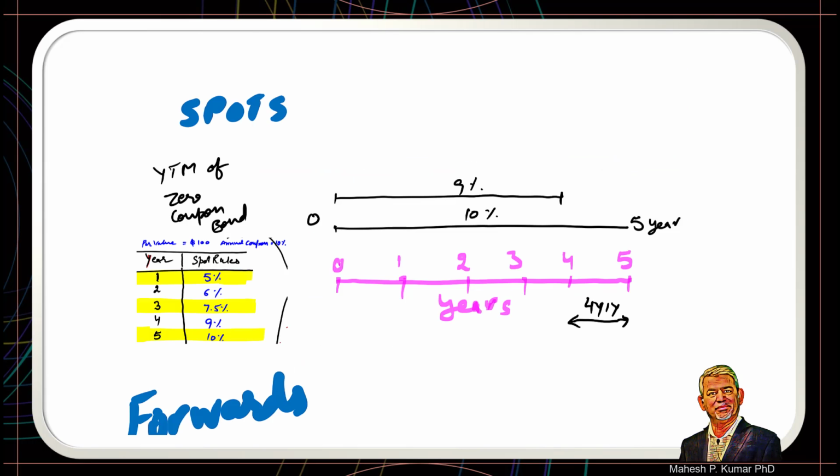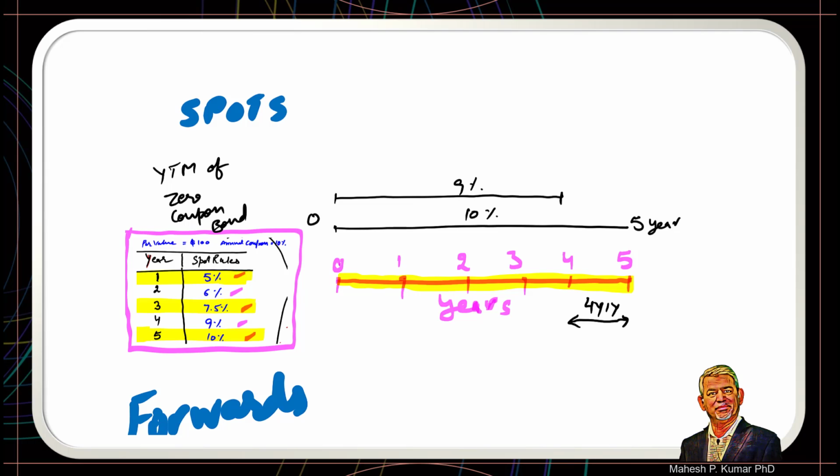Suppose we are working in this time horizon of 5 years. Right? So there is a timeline drawn here for that. Now in this time horizon, suppose we have this information available to us, and this information is about spot rates. Essentially, these are YTMs of zero coupon bonds for these years: maturing in 1 year, 2 year, 3 year, 4 year, 5 year. So we have this information of spot rates.